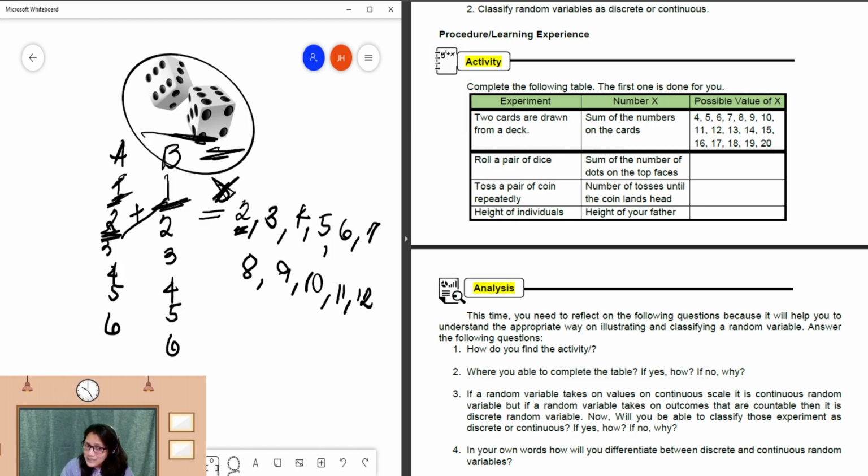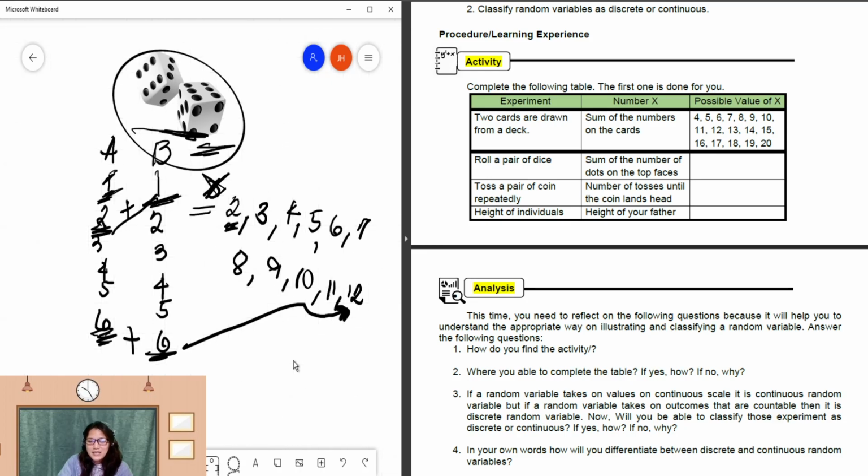Can we have 13? No, because the highest value of our dice is 6. So if you add 6 and 6, the answer is 12. So we cannot have 13 as the possible value of x. So I hope it's clear to you how to get the possible value of x.